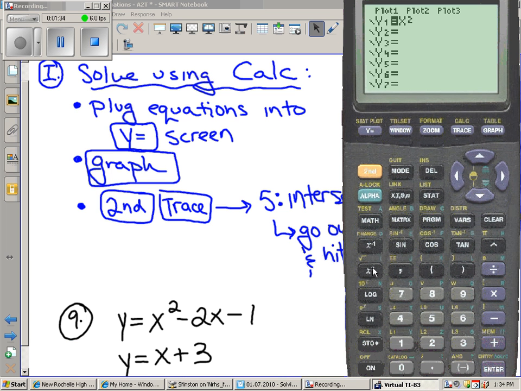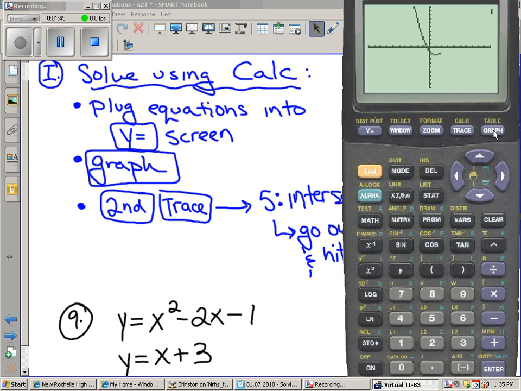So x squared minus 2x minus 1. And the other one is going to be x plus 3. And then you just hit the graph button, and you should get a U-shaped curve that looks like this. And then you want to go find the points of intersection. So here's what you do.